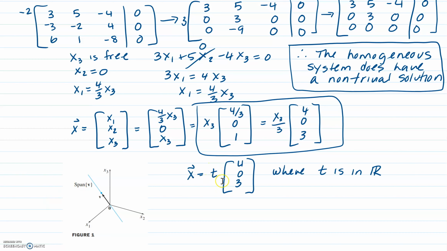And you can even rewrite it as some t. You do not need x3/3 there. Or you could use this one, t times 4/3, 0, 1. But some t where t is in R, which is all t, that is the span. This right here is called parametric vector equation form.